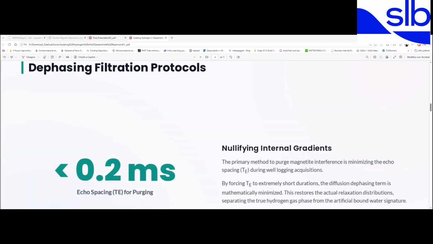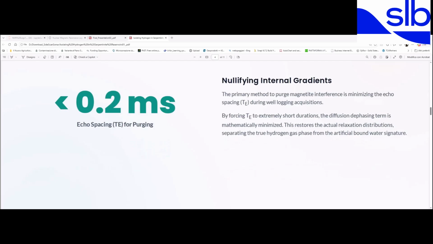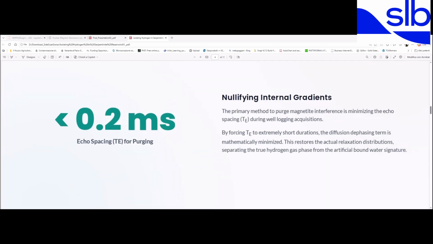So you need to produce the dephasing filtration protocols, with equal spacing for pulsing of 0 to milliseconds. So the new necessity of developing a new class of nuclear magnetic logs for this purpose.